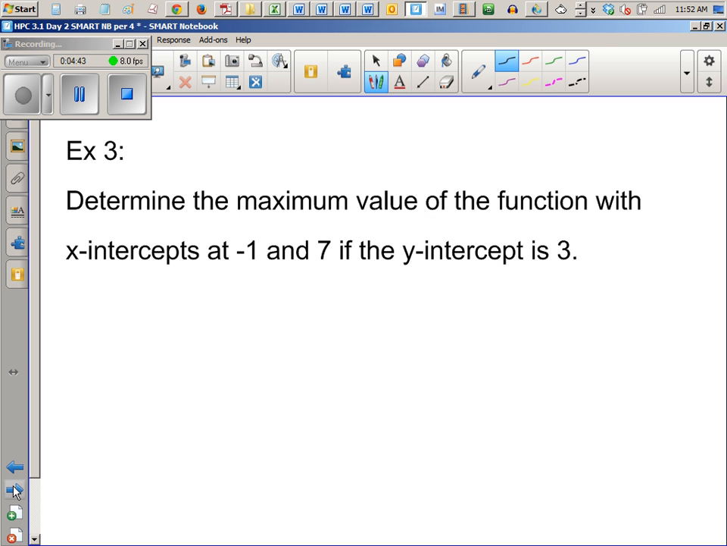Alright, on this one it says find the maximum value of the function whose x-intercepts are -1 and 7 if the y-intercept is 3. So I'm going to draw a picture of that real quick. They're saying that the x-intercepts are -1 and 7. That makes sense. Lots of parabolas have two x-intercepts. And I'm going to understand that this means the point (-1, 0), not just -1. And this is the point (7, 0). So try to interpret your intercepts as coordinate pairs.